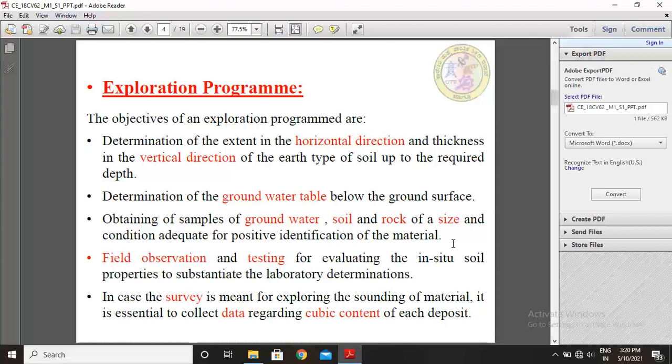Next objective is field observation and testing for evaluating the in situ soil properties to substantiate the laboratory determinations. Next objective is, in case the survey is meant for exploring construction material, it is essential to collect data regarding the cubic content of each deposit. So these are the objectives of exploration programs.